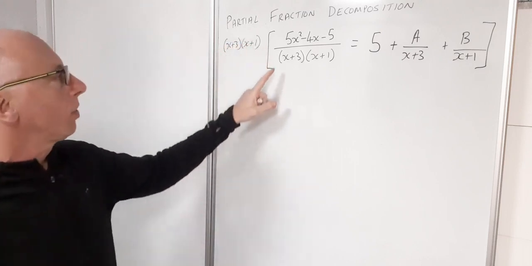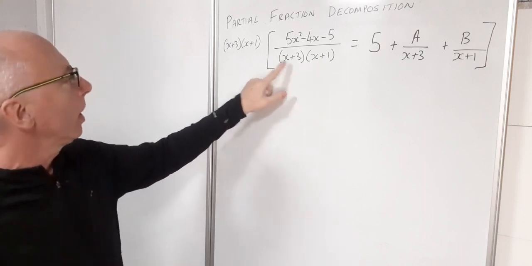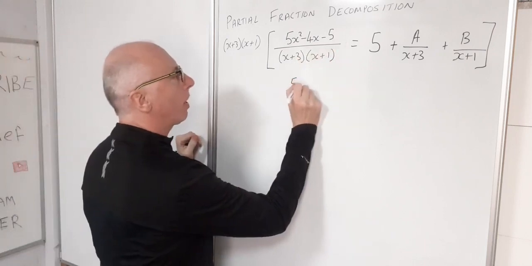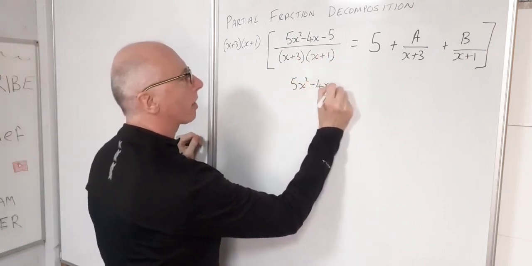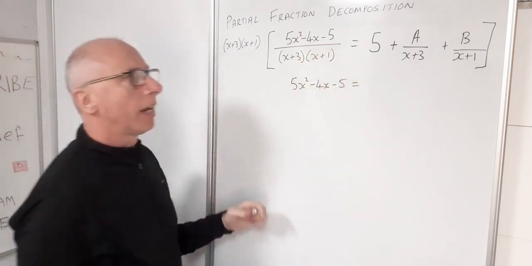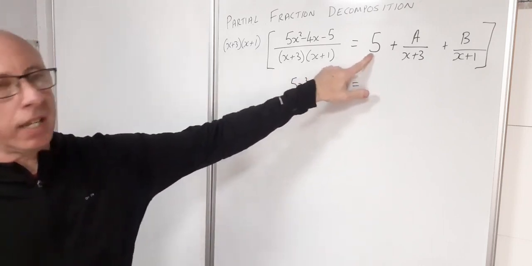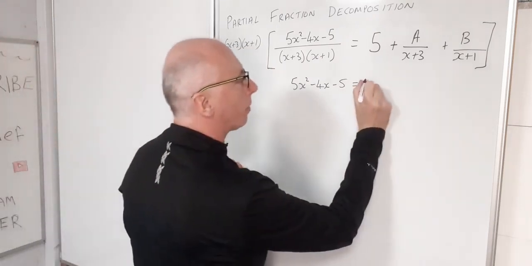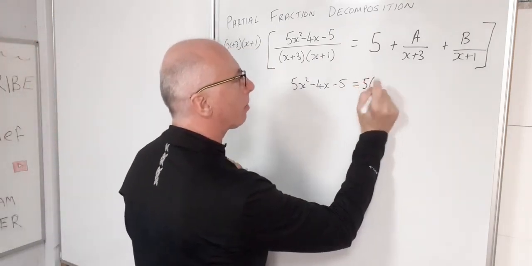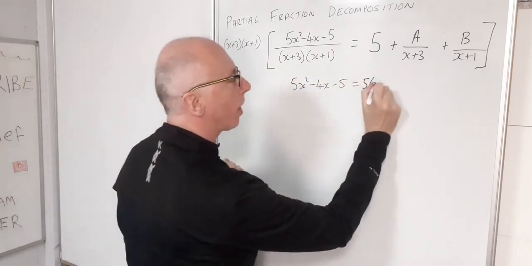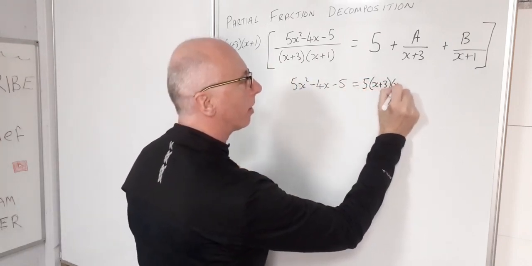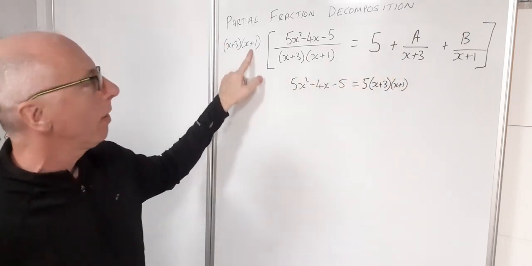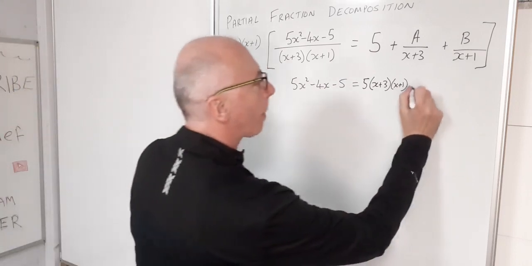Okay, so if I do that, these two here are going to cancel out and just leave me with this. So now I'll be left with 5x squared minus 4x minus 5. And then my 5 is going to stay as it is. I've got 5 times x plus 3, x plus 1. So 5 times these terms here, so I'll just write them in. And with this one here, the x plus 3 will cancel out and I'll have just A times x plus 1.